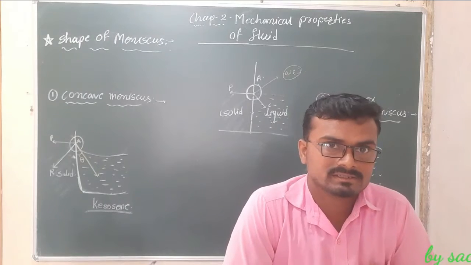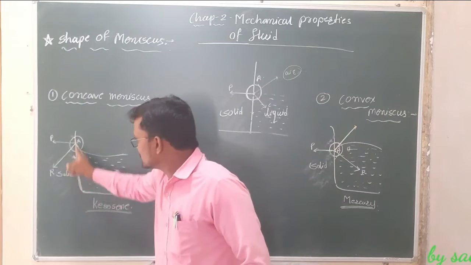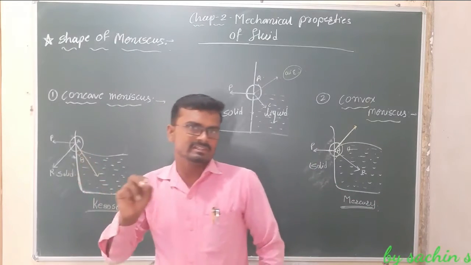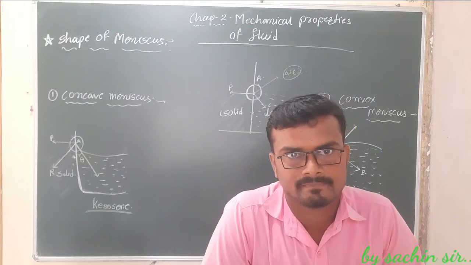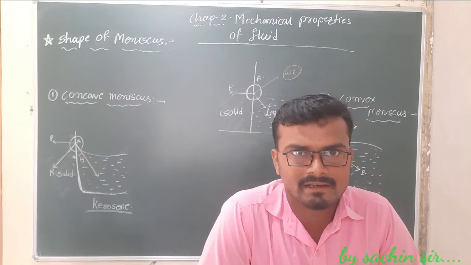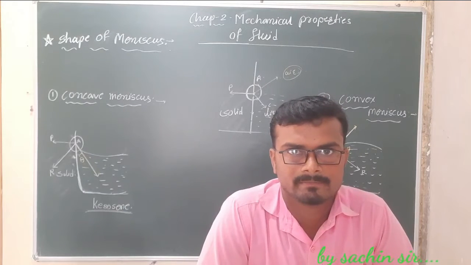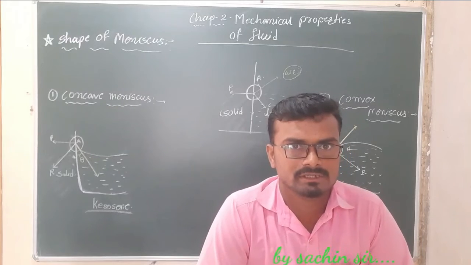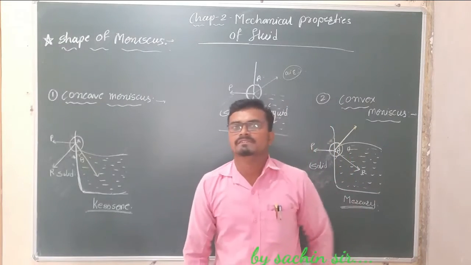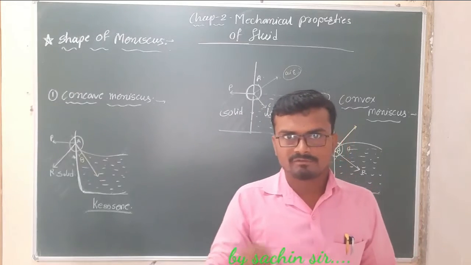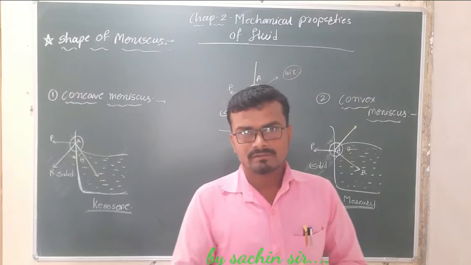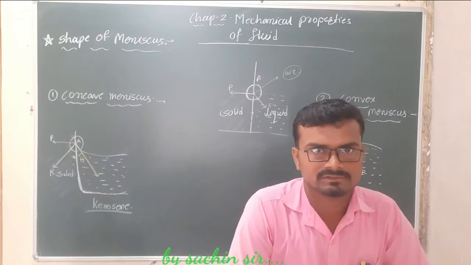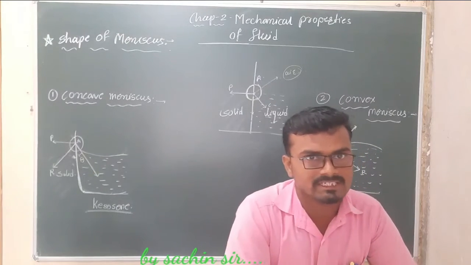In that case, the angle theta between the solid surface and the tangent drawn to the free surface is less than 90 degrees, that is, an acute angle. This is all about the concave meniscus. It is observed in liquids which partially wet the solid, like kerosene. If we fill a glass bottle with kerosene, such a meniscus can be observed, which is nothing but a concave meniscus.